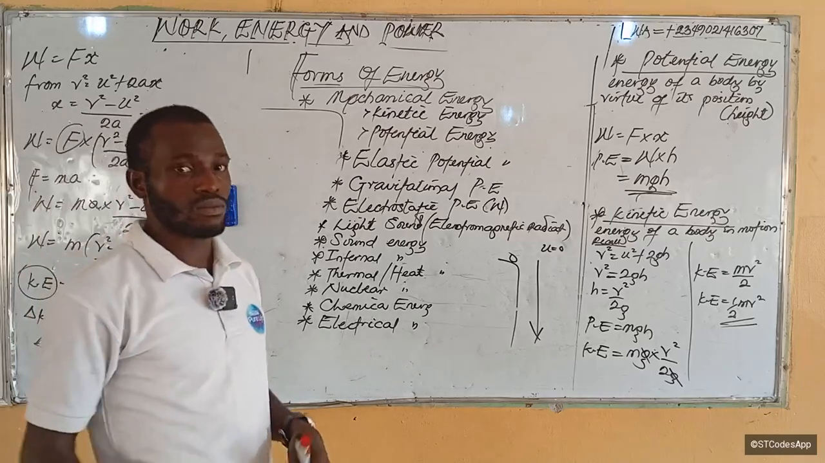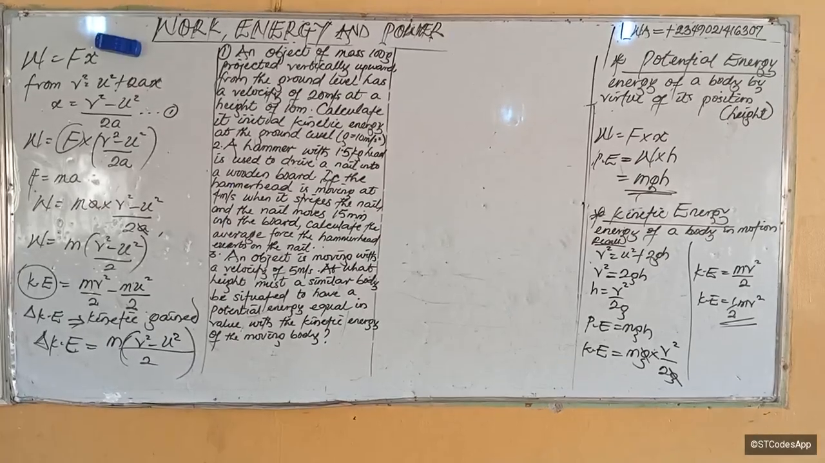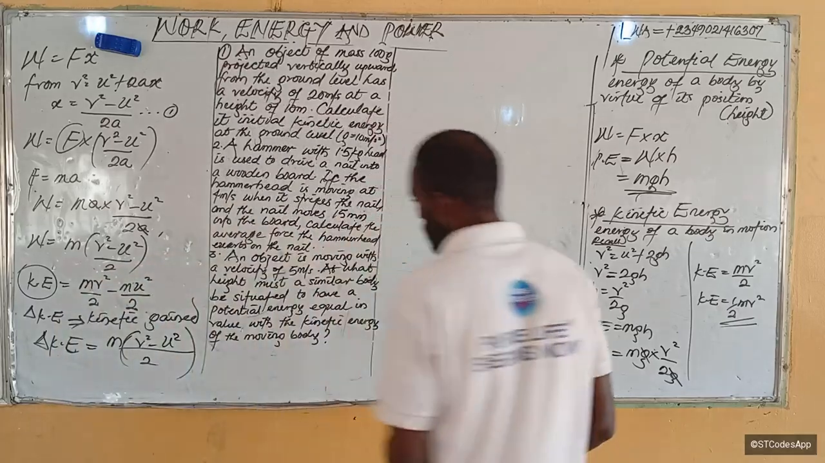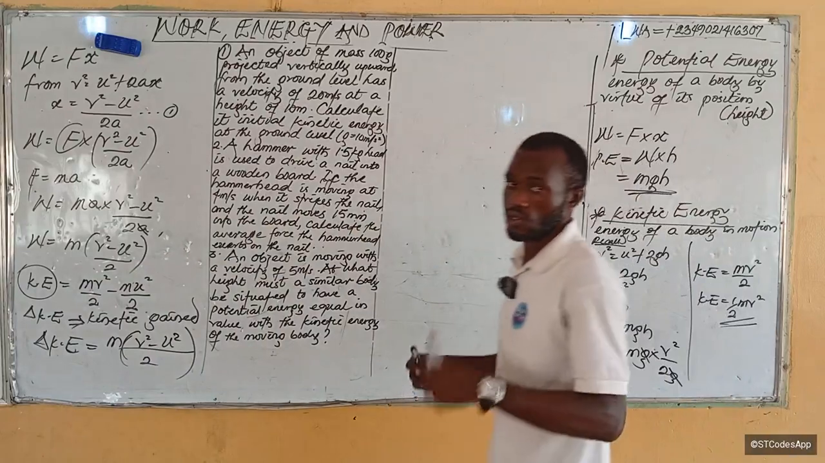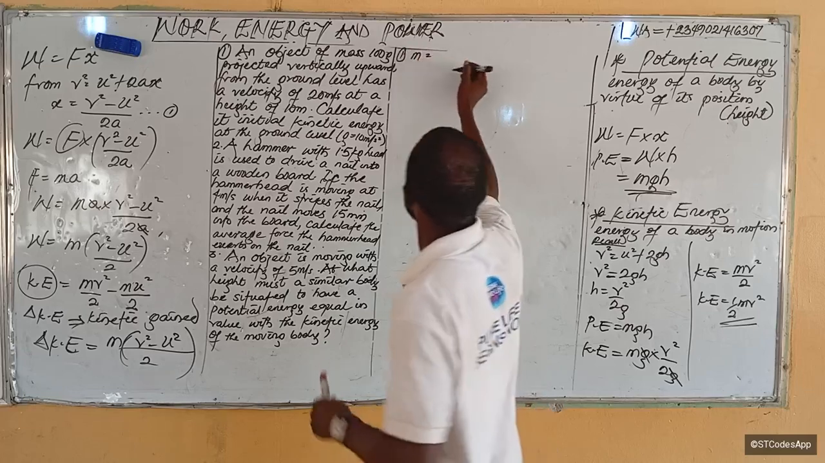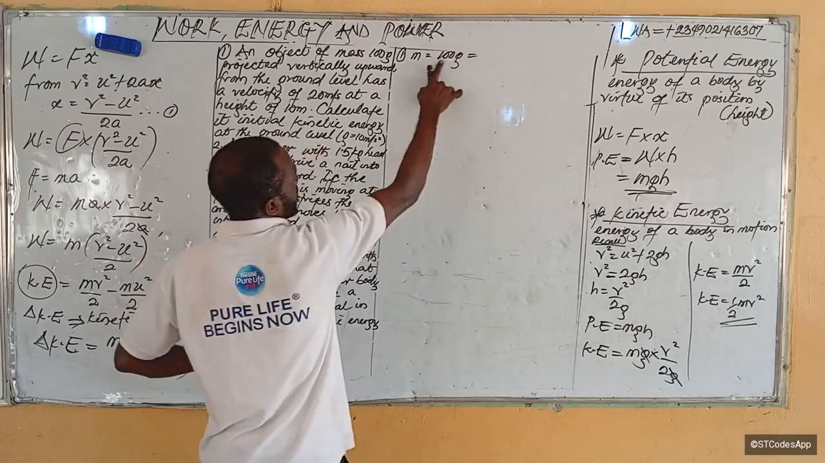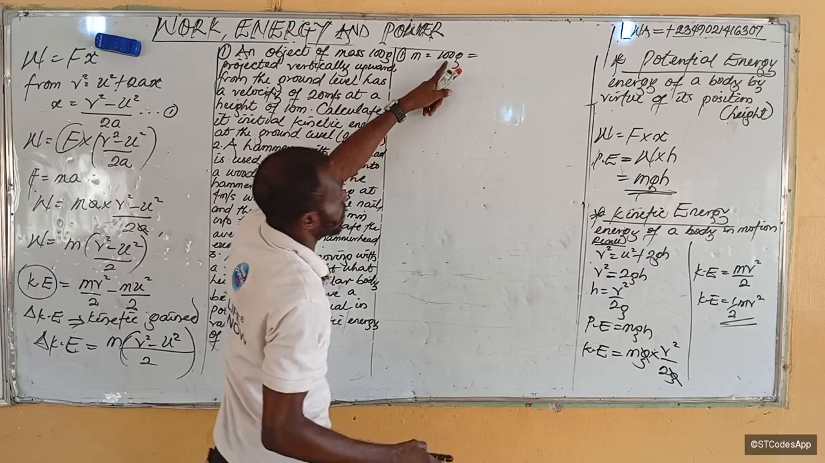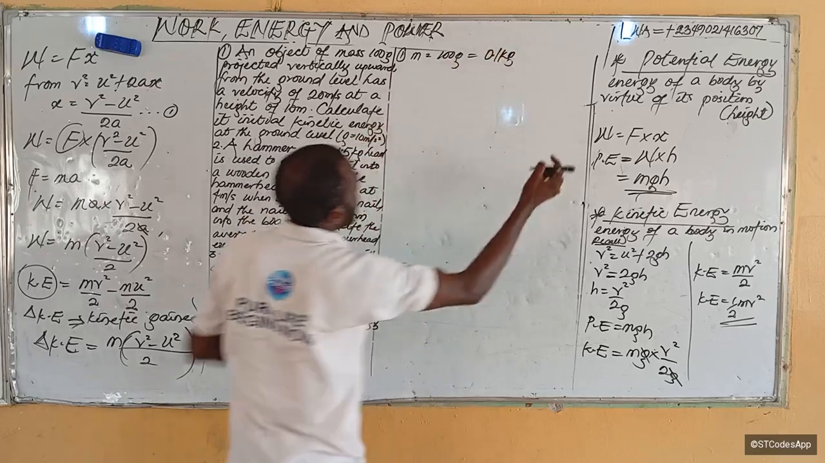Now let's solve some questions. All right, so now let's solve the following 3 questions. An object of mass 100 grams. So using the heuristic method, write your parameters. Number 1, mass is 100 grams. Which is how many kilograms? Convert it to kilograms by dividing this by 1000. That becomes 0.1 kg. Okay?